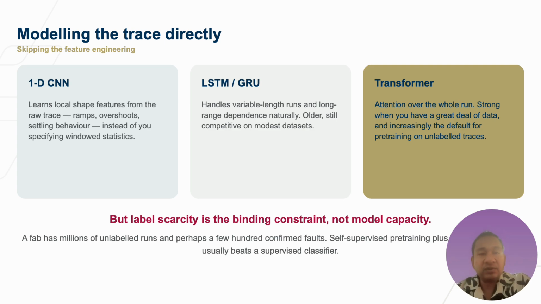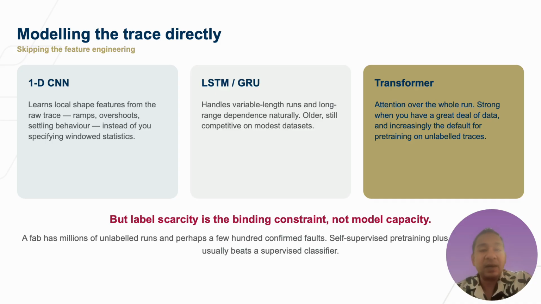The 1D convolutional network learns local shape features from the raw trace, ramp, overshoot, settling behavior, instead of you specifying window means and slopes. LSTMs and GRUs handle variable length runs and long-range dependence, older, still competitive for modest datasets. Transformers apply attention across the whole run, strong when you have lots of data and increasingly the default for pre-training on unlabeled traces. But here is what actually limits these projects, the labels.